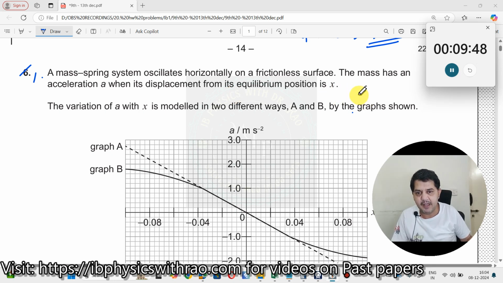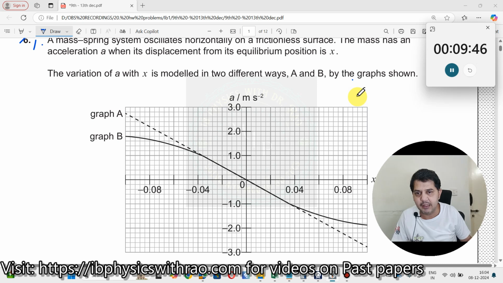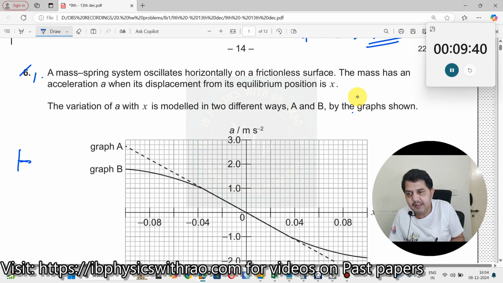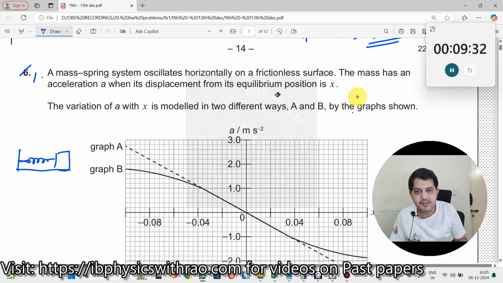So you have a mass spring system. Is the diagram given? No. So horizontally on a frictionless surface, it means what? This is my spring, and this is the object over here. It's oscillating on a frictionless surface, with acceleration a when its displacement from its equilibrium position is x.